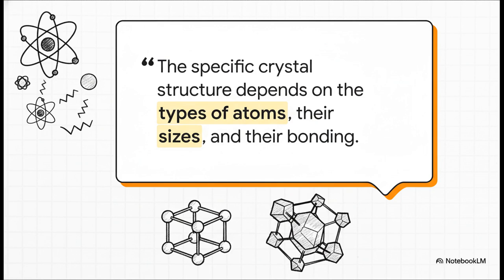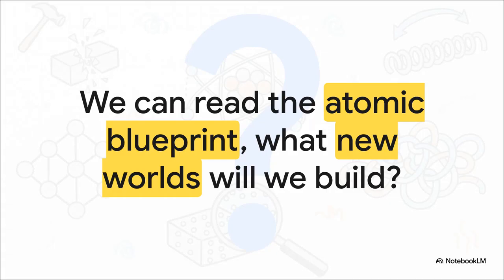The final structure of any material, whether it's plain old table salt or an advanced computer chip, boils down to just three things. What are the atoms, how big are they, and how are they holding hands? That's the master key to everything. Which leaves us with one last, really exciting thought.